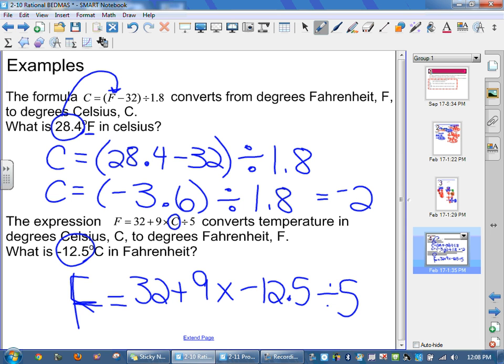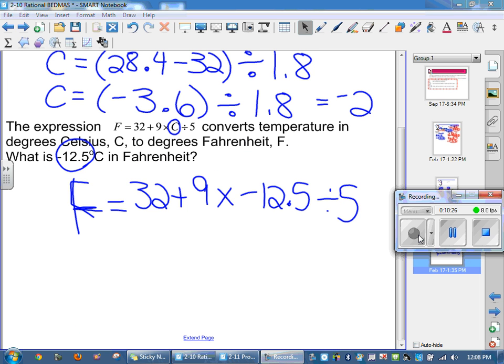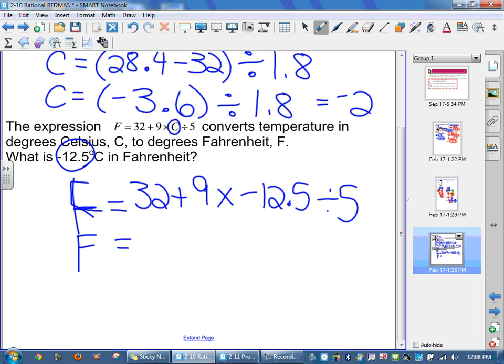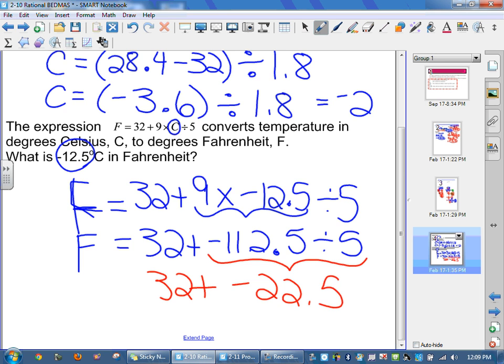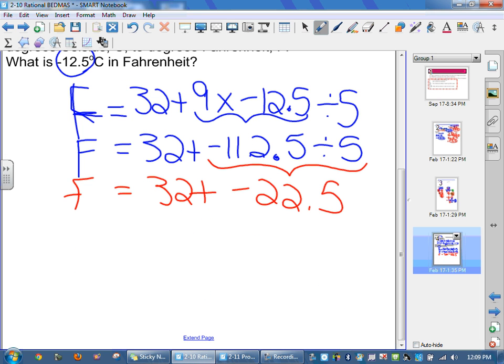Okay, when we do our BEDMAS, we're going to get Fahrenheit equals 32 plus, we need to do our multiplying. We're going to get negative 112.5, then divide by 5. Now we must do the dividing part. So we get 32 plus negative 22.5. Last step, we do the adding. Okay? So 32 plus negative, is it 32 positive? Yep. Okay. So 32 subtract 22.5. That's going to give us 9.5. Okay.